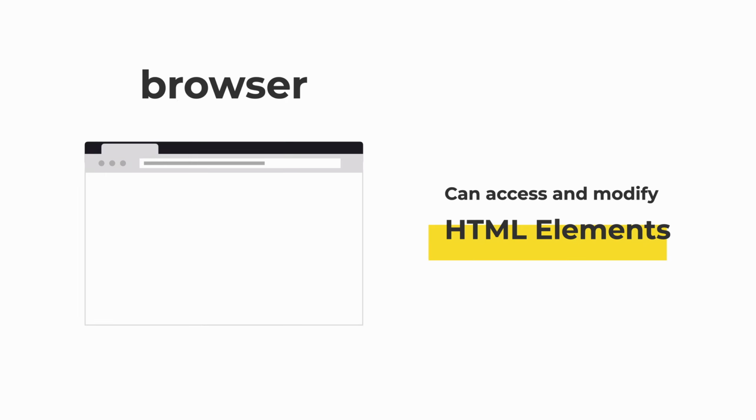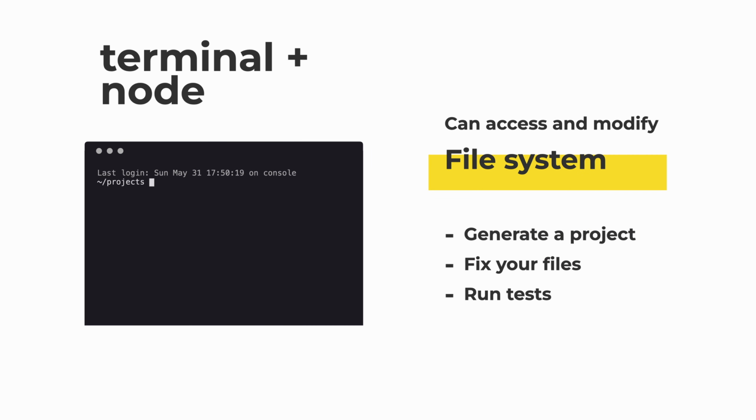JavaScript mostly behaves the same way in both environments. However, there are some differences between what JavaScript can do in the browser and what it can do when you're running it with Node. For instance, when running in the browser, JavaScript can access and modify HTML elements. That's the main point of having JavaScript in the first place. In Node, there's no HTML file. JavaScript runs on its own.